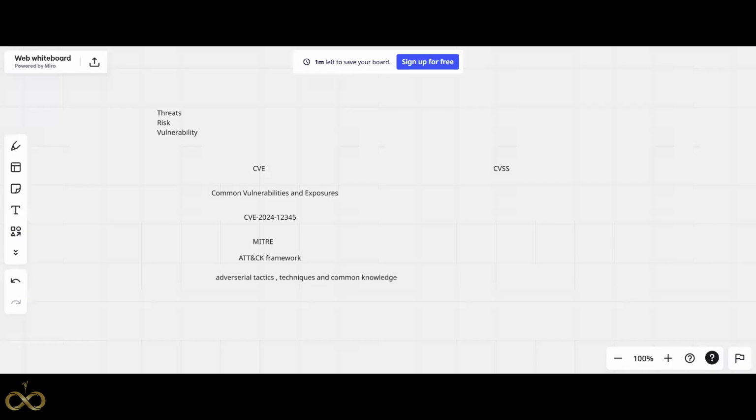So what does adversarial mean? This is like an attacker or a hacker. Tactics means what is the goal of that attacker. Technique means what methods he is using to achieve that goal. And common knowledge means information that is collected from real cybersecurity attacks or made publicly available. So in simple terms, MITRE ATT&CK is a collection of hacking techniques observed all around the world in actual cybersecurity attacks.